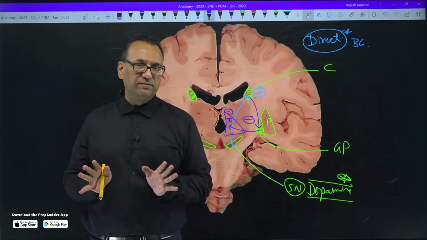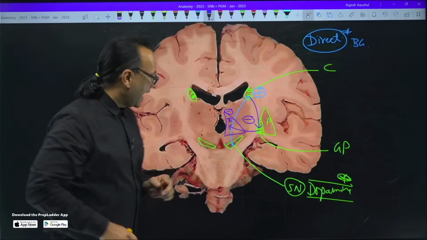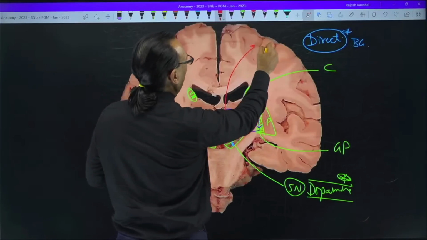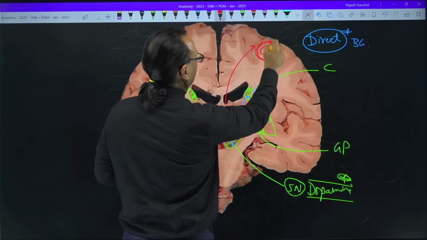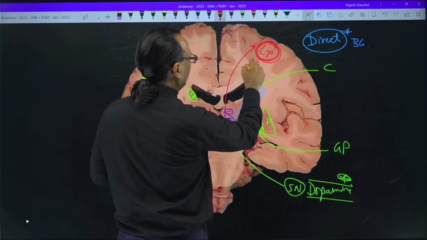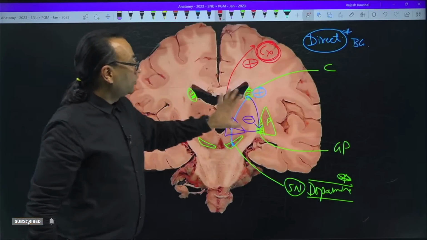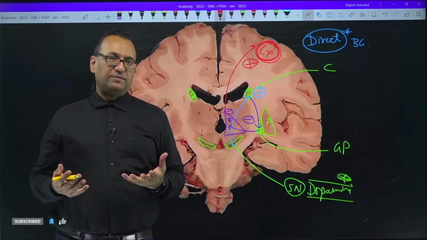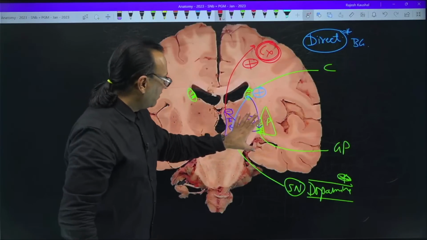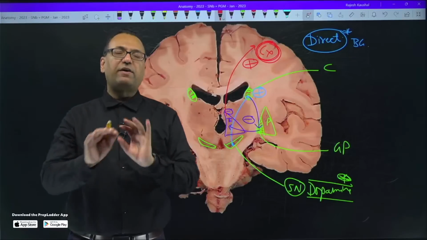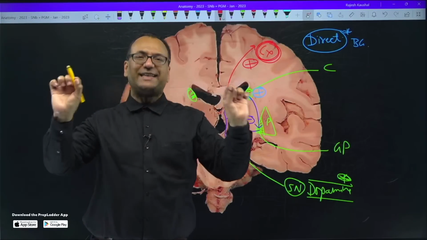Positive. It will be positive. And in fact, now the thalamus will stimulate the cortex, because thalamic fibers are stimulatory. So the direct pathway is stimulatory. Now, in sequence, they were asking to put them in sequence.